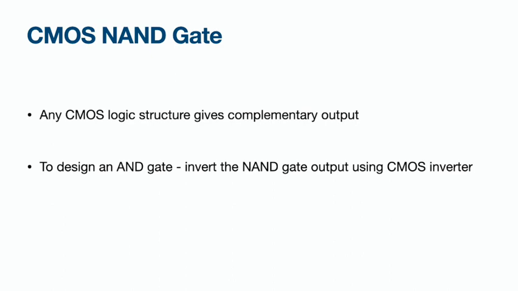We have designed a CMOS NAND gate, and we have seen how this CMOS NAND gate works for various input combinations of 0 0, 0 1, 1 0 and 1 1 so far. If we want to design an AND gate, it is very easy. You have to use the same CMOS NAND gate logic structure, and at the output of the CMOS NAND gate logic structure, we have to add a CMOS inverter. Therefore, the inverted output will be the expected output of an AND gate.